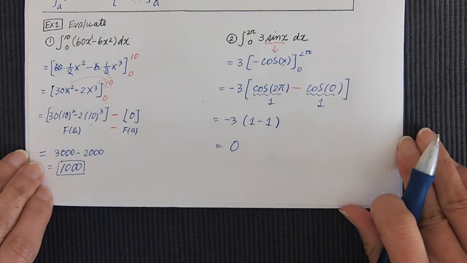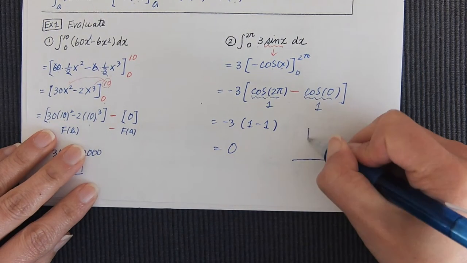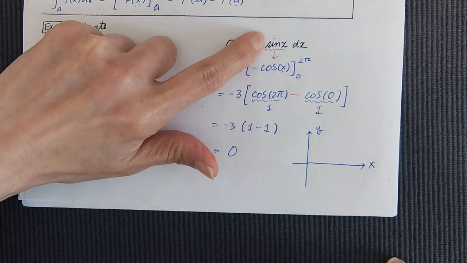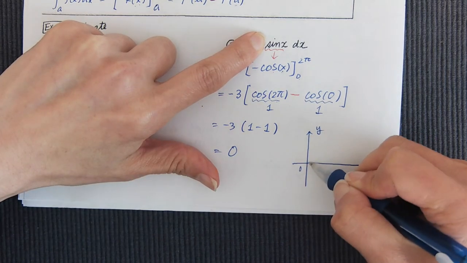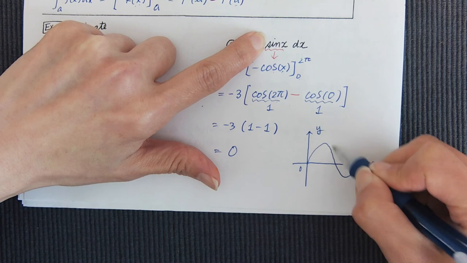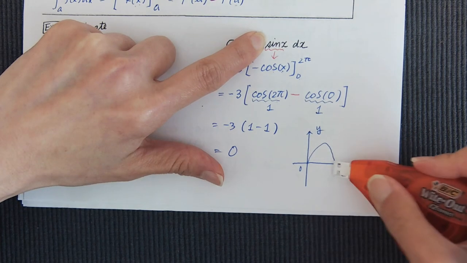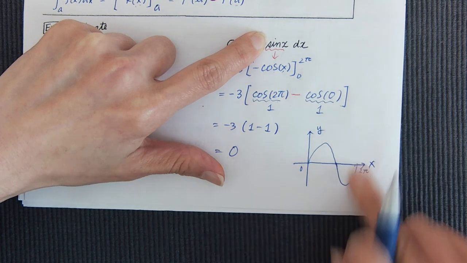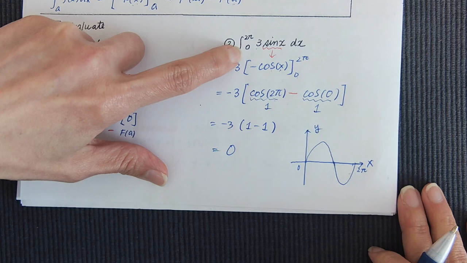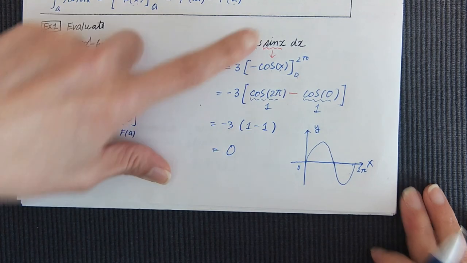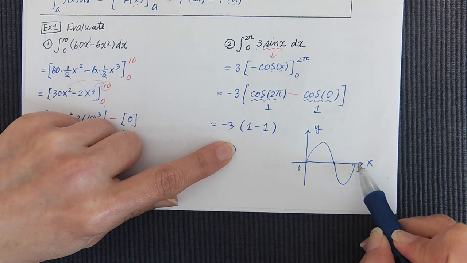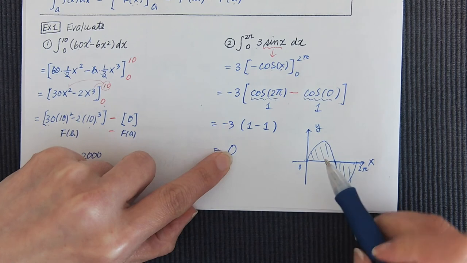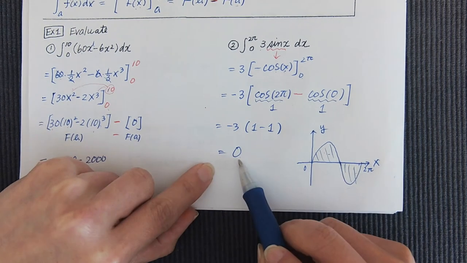You guys okay with that one? The answer is 0. It's pretty simple, but if you look at the graph, it's a sine graph, a wave from 0 to 2 pi. I'm finding the area of the sine graph from 0 to 2 pi. Did you see why it's 0? Because the areas cancel out. That's why the answer is 0.